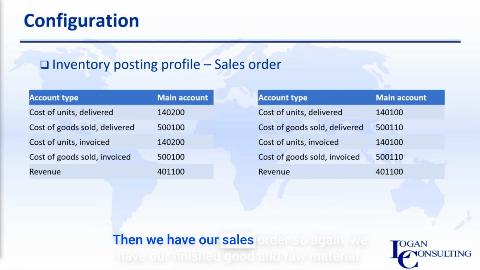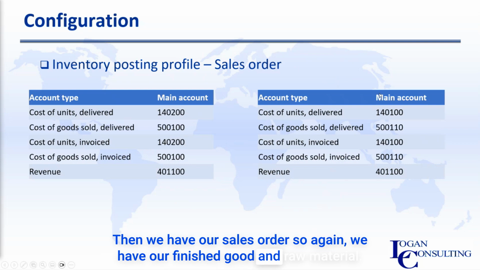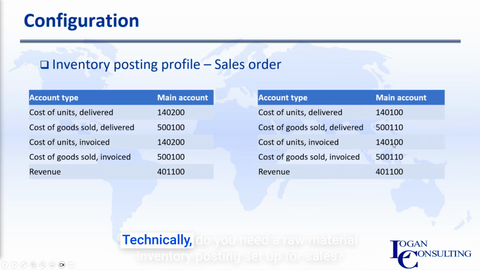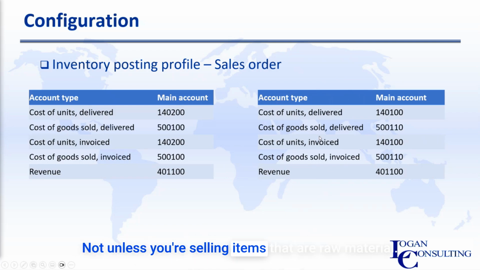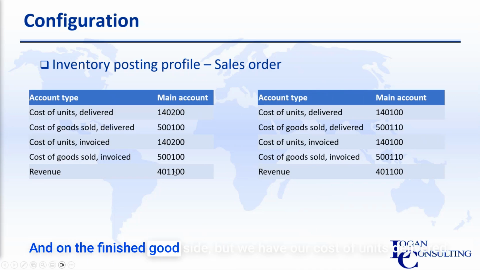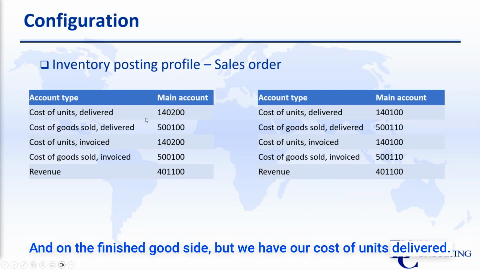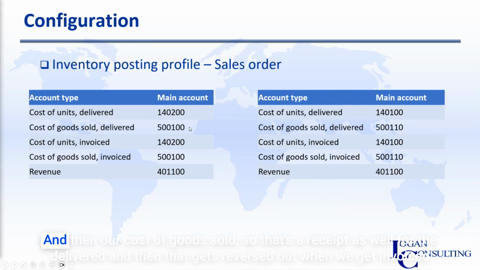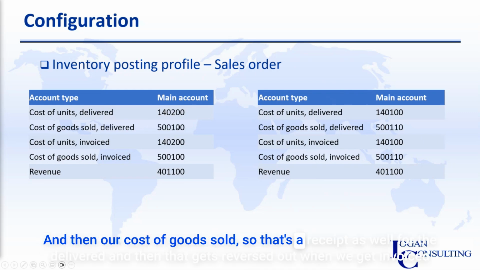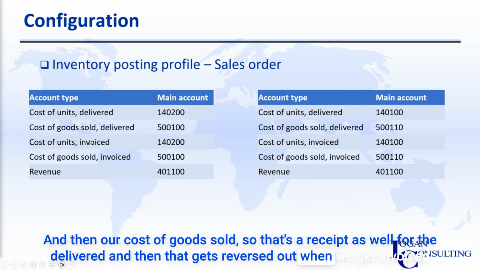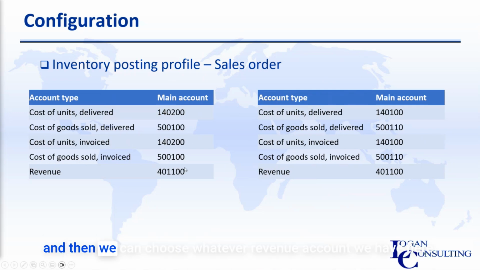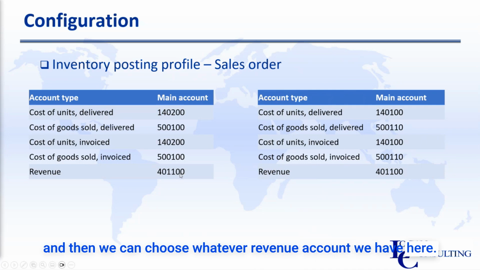And then we have our sales orders. So again, we have our finished good and raw material. Technically, do you need a raw material inventory posting setup for sales? Not unless you're selling items that are raw material. So really, you might only need it on the finished goods side, but we have our cost of units delivered. This is our receipt. And then our cost of goods sold. So that's our receipt as well for the delivered. And then that gets reversed out when we get invoiced. And then we can choose whatever revenue account we have here.